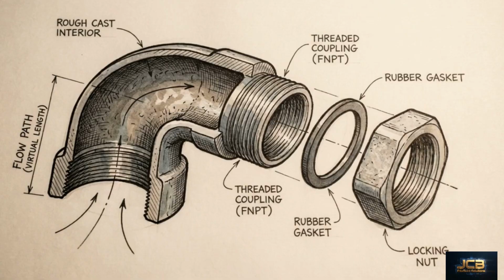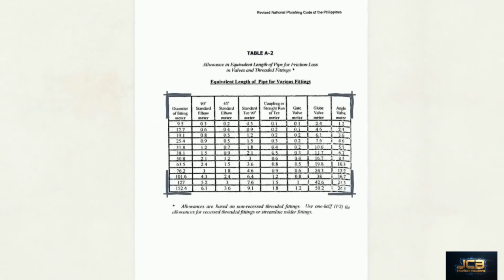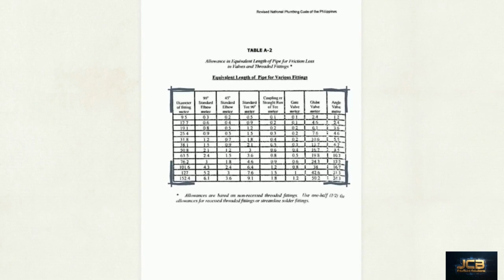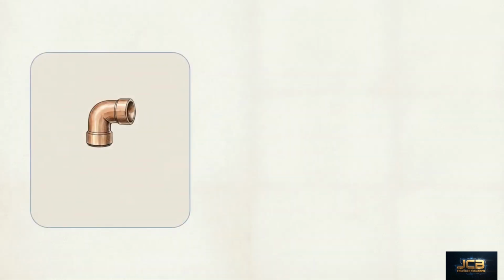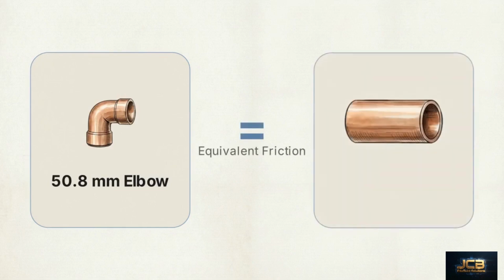Phase 3 accounts for this dynamic loss. This is Table A2, the allowance in equivalent length of pipe. Engineers use this matrix to assign fittings a virtual distance in straight pipe to account for turbulence. For example, placing a single 90-degree standard elbow on a 50.8 mm pipe generates the exact same friction as forcing water through an additional 2.1 meters of straight pipe.